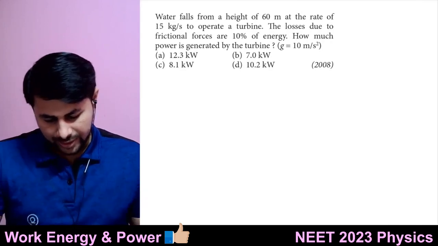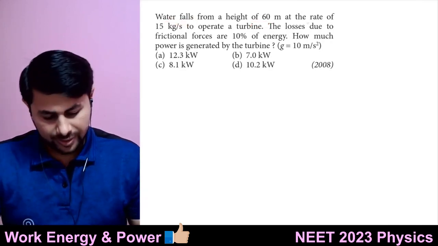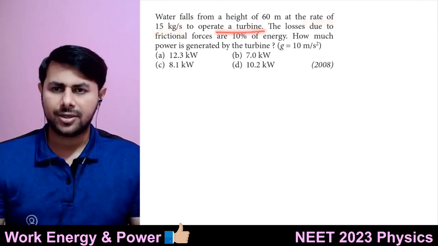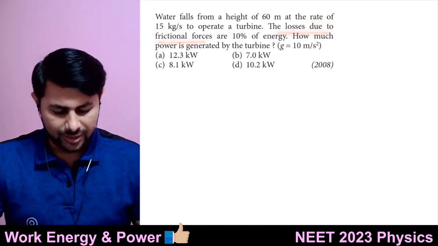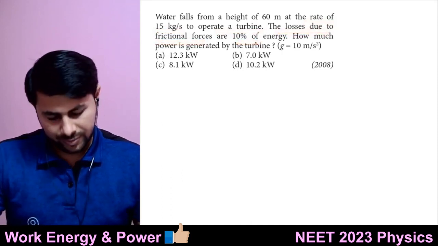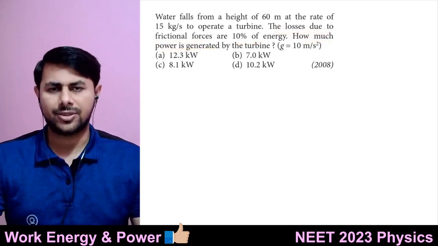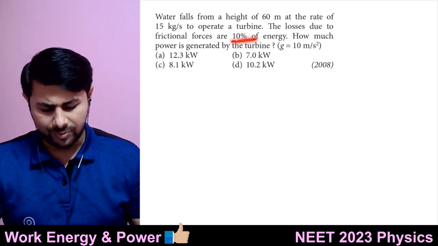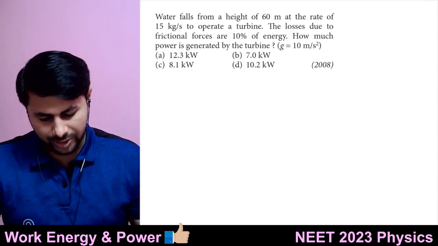Okay, next question. Water falls from a height of 60 meter at the rate of 15 kg per second to operate a turbine. The losses due to frictional forces are 10% of energy. How much power is generated by the turbine? This is the question. Okay, so there is some loss. So how much power is generated is the question.